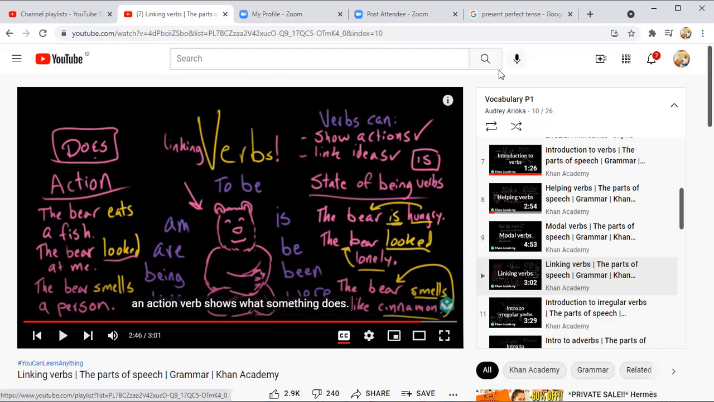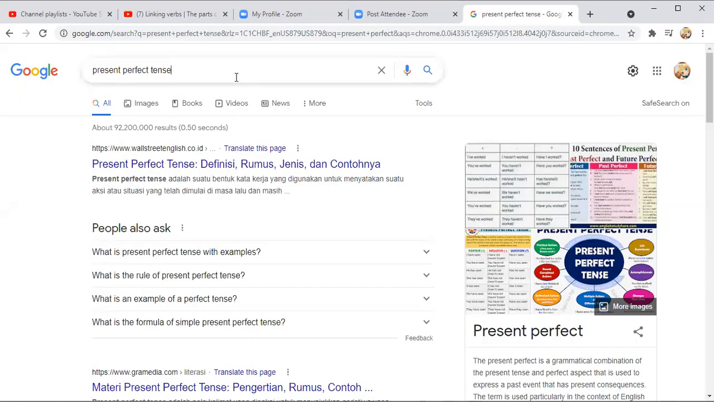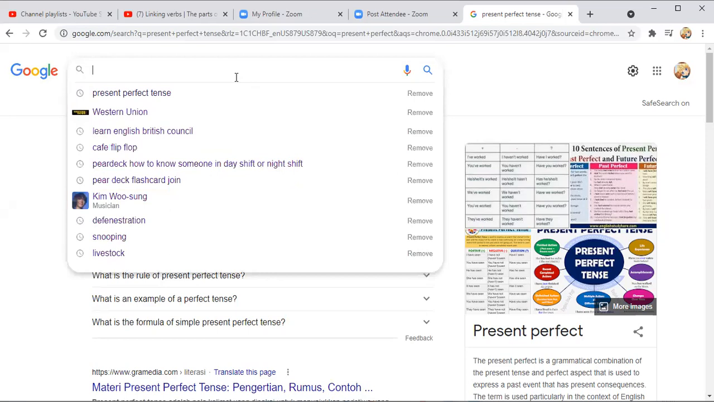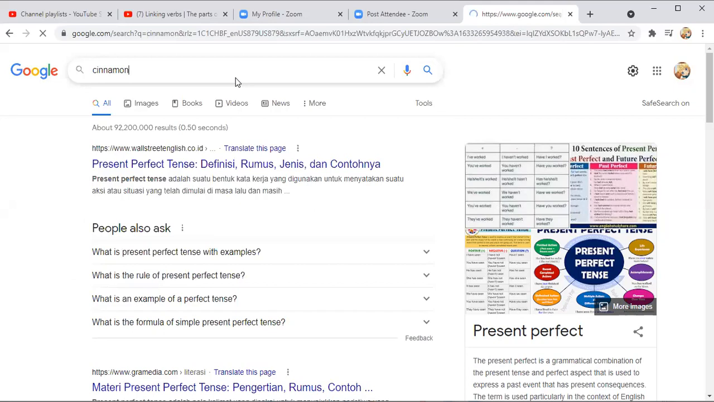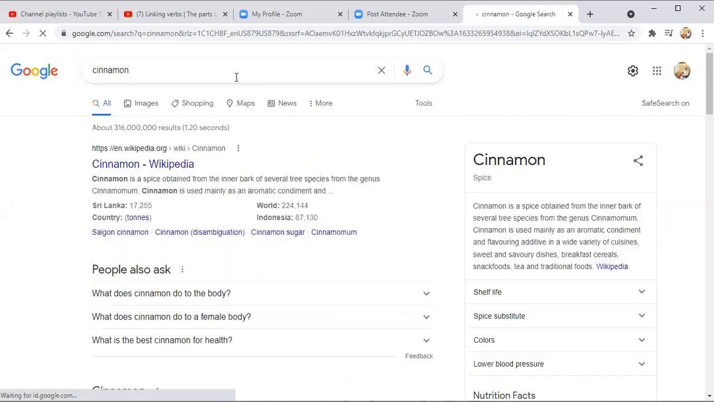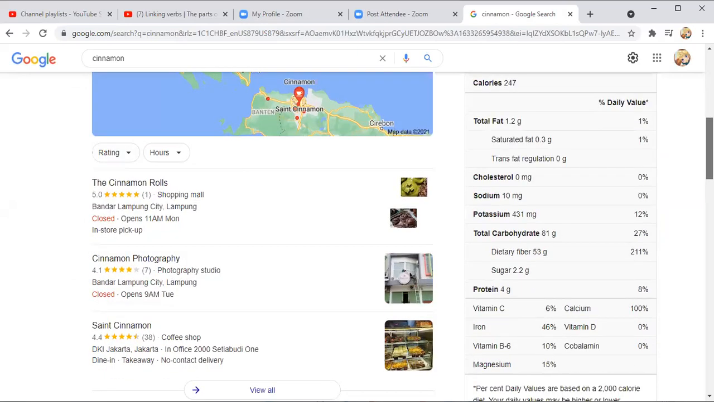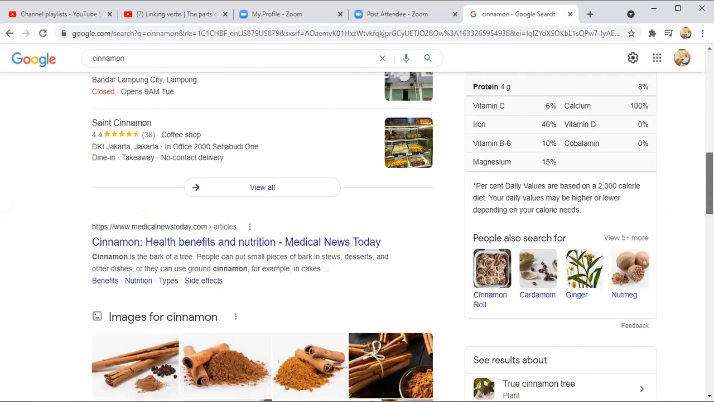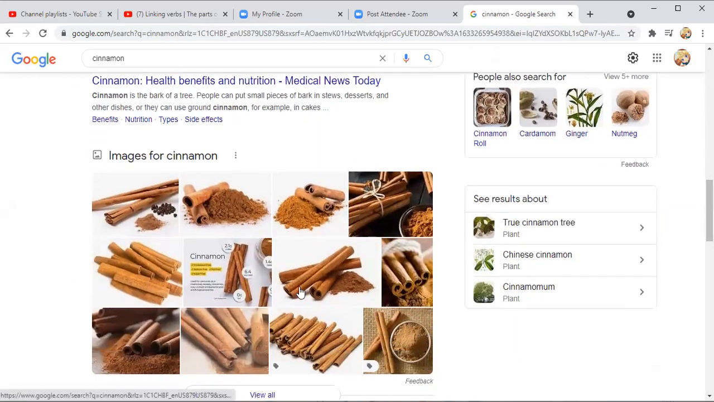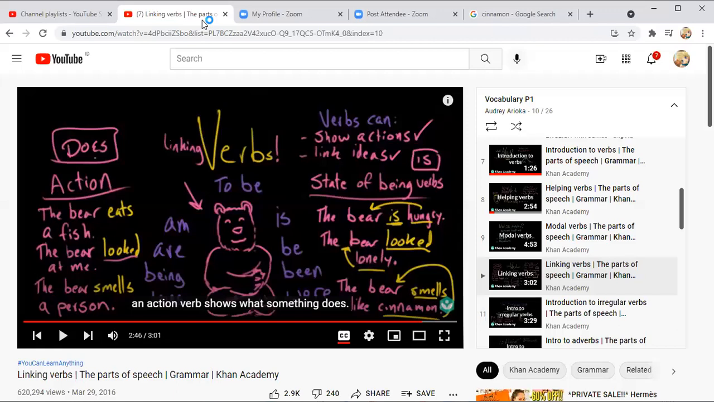Cinnamon itu what? It's a type of spice obtained from the inner bark of three species. How does it look like? Yeah, there you go. Cinnamon, kayu manis ya. Okay. Oh, is there a squishy that smells like cinnamon?